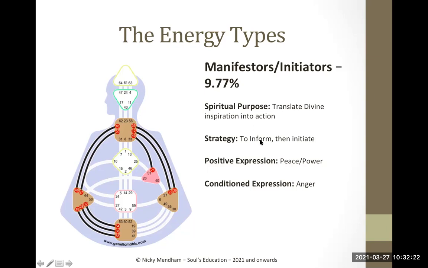So with this particular energy, the way that they create, the way that they manifest, it's a very internal, non-verbal process. And once they're in their stream of creativity, they can just go off and they can manifest, they can create. And that gives them a real sense of peace and a real sense of power. But if that process is stopped at any point, or they find themselves in a position where they can't create in this way, then they can become quite angry. So that's just a brief idea of how the manifesting energy works.